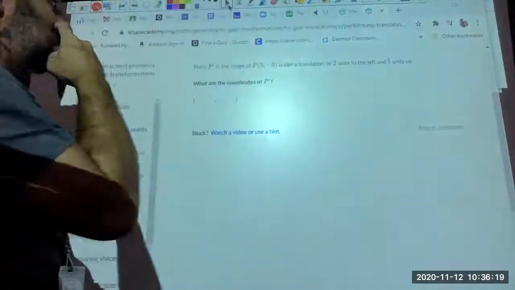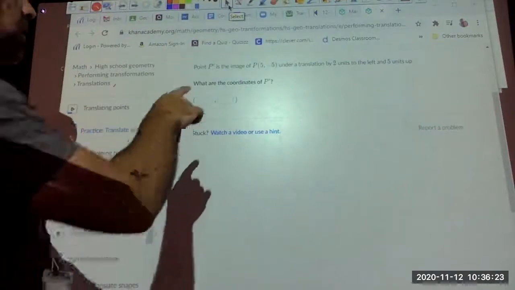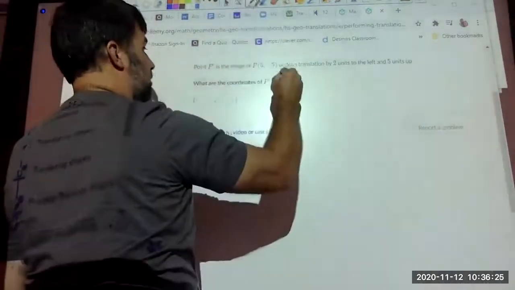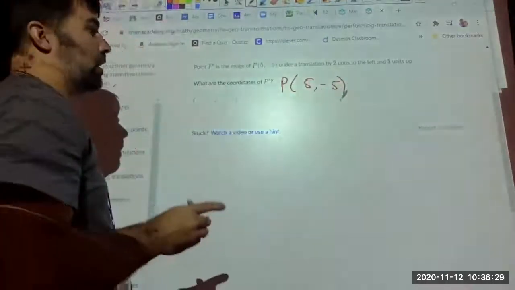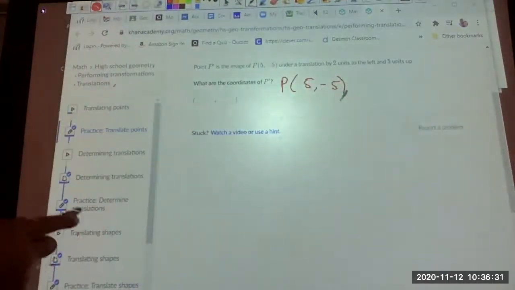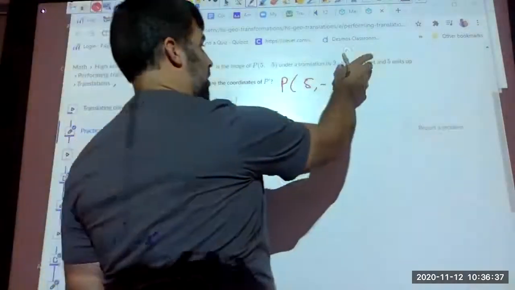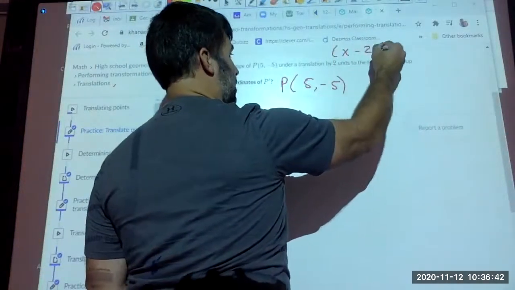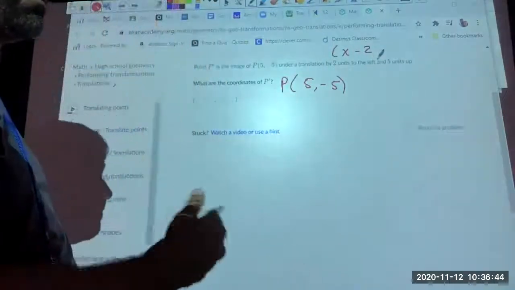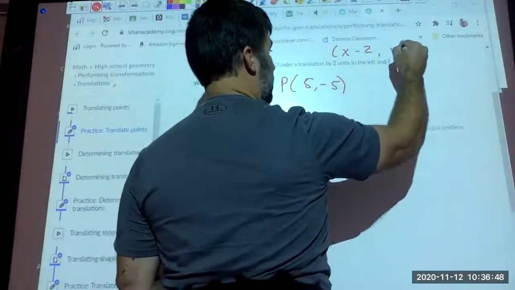This is asking something different. It wants you to take a coordinate, 5, -5, and go 2 to the left and 5 up. If you can visualize that and do it, then put it in and go. But 2 to the left means x minus 2. The x-axis is left and right, so to the left means minus 2. And then 5 up means y plus 5.